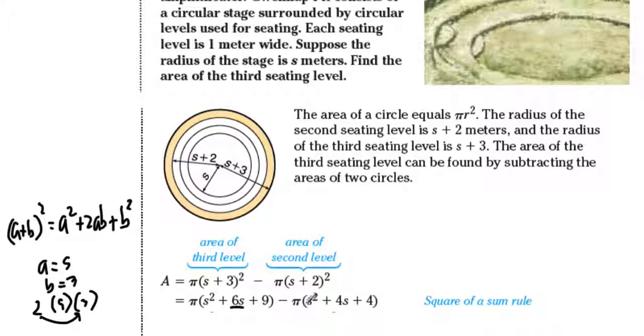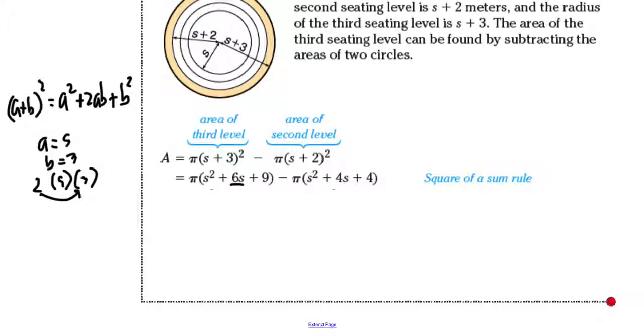So we do the same to the area of the second level. Now it becomes pi times s squared plus 4s plus 4, again using the square of a sum rule. And simplifying this further, meaning to distribute the pi to both expressions, pi s squared plus 6 pi s plus 9 pi, and pi s squared plus 4 pi s plus 4 pi, and then we distribute the negative one. This negative one will be distributed right here.